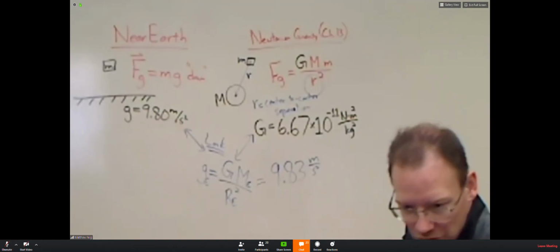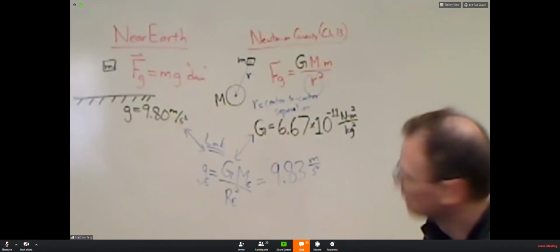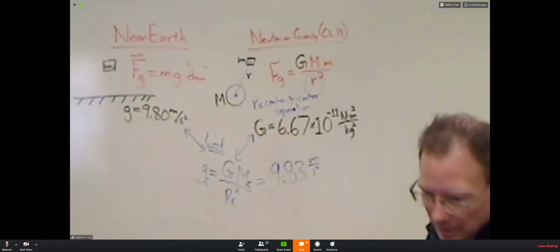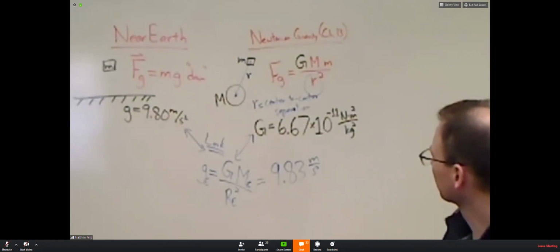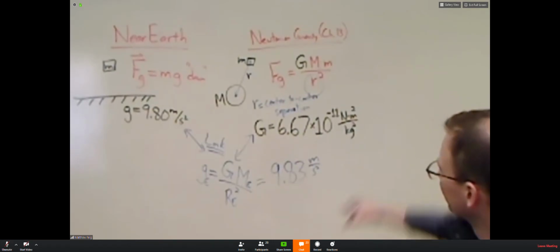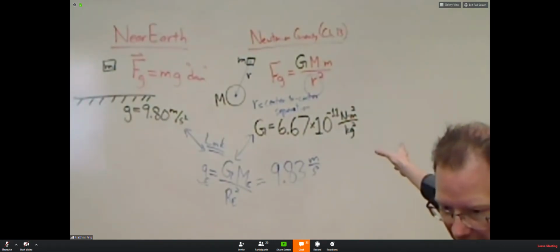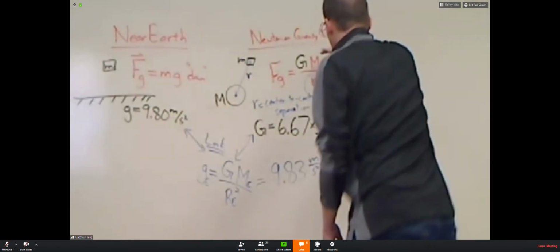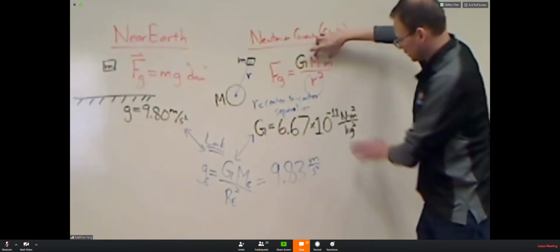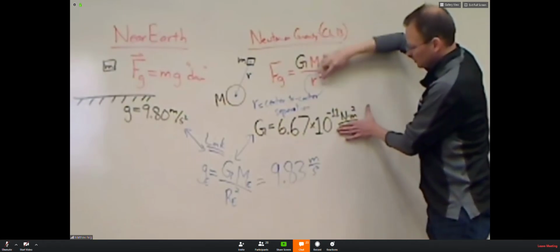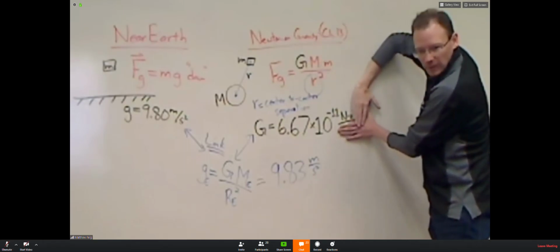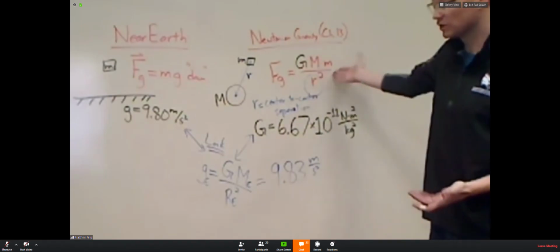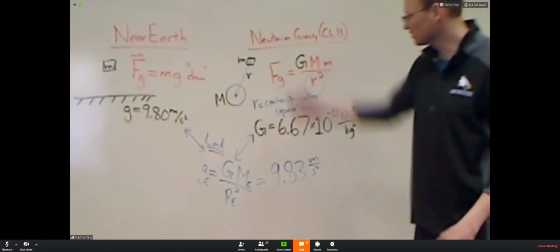So let's see, we got 12 minutes here, maybe less. Let's talk about a couple things. Number one, the units. The units work out to Newton times meter squared over kilogram squared. You multiply by kilograms times kilograms, that cancels kilograms. You divide by radius squared, that cancels meter squared, and you get newtons. So this gives you a force in newtons, as it ought to, because it says Fg.